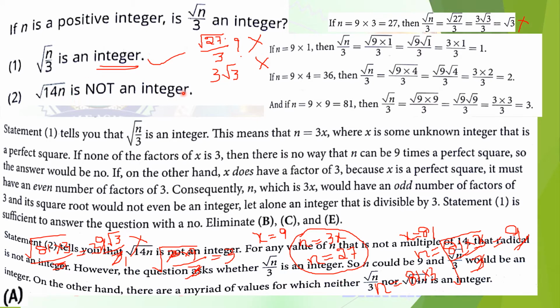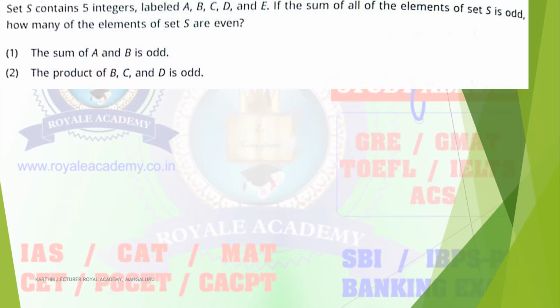If it is given like this, you just eliminate. Why? Because you can choose any value of n, a lot of values you can choose. So easily you can eliminate the second statement. Directly go for the first statement. Okay, first statement. I hope all of you understood. If you have any doubt regarding this, please contact me. Next problem.